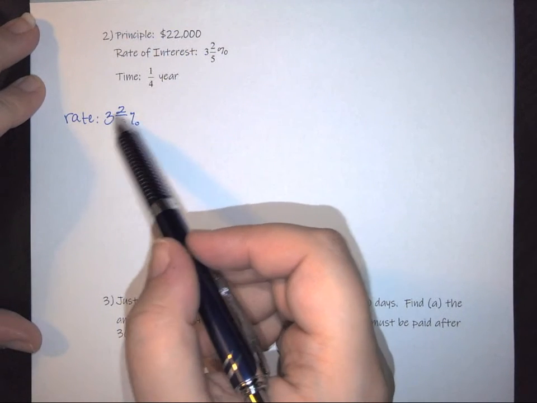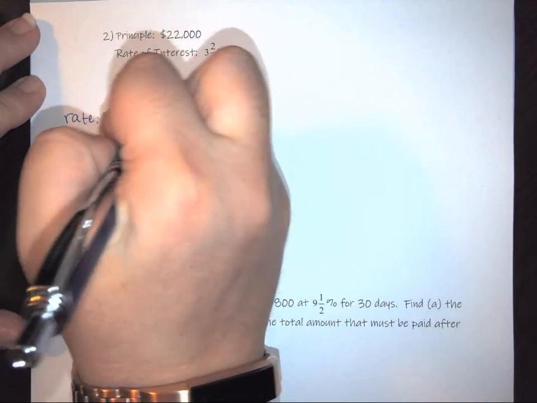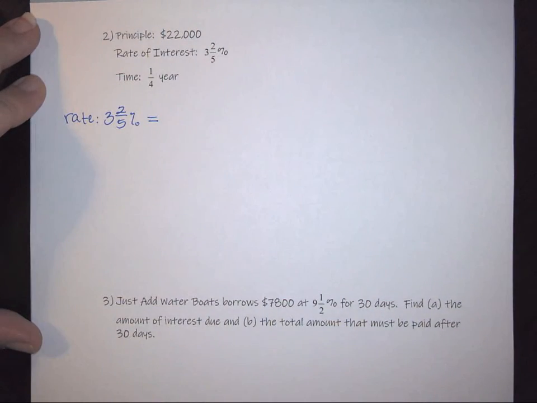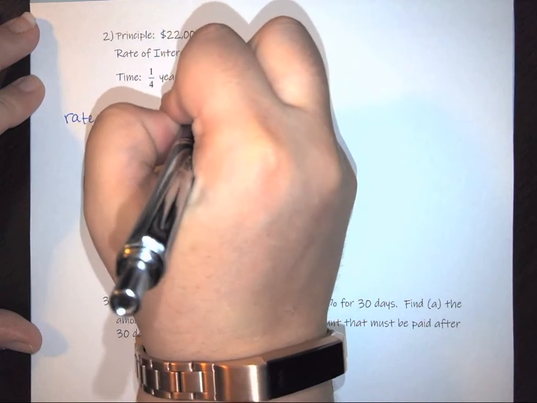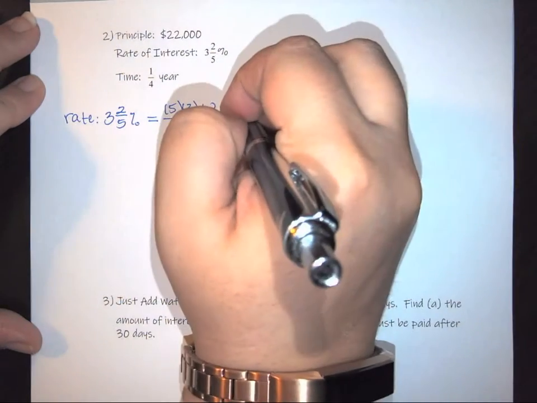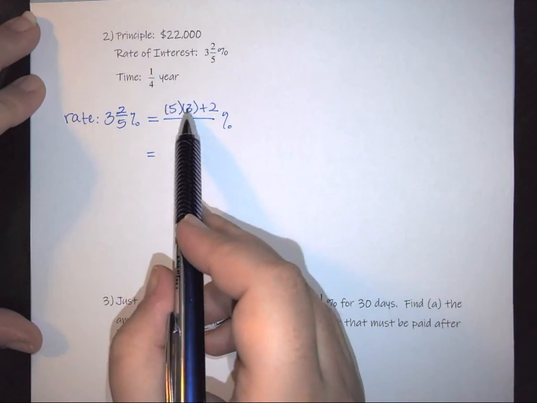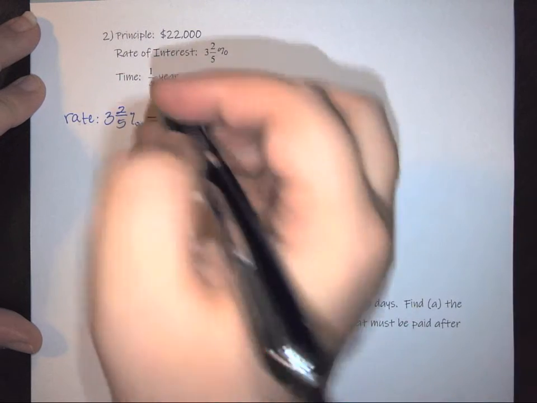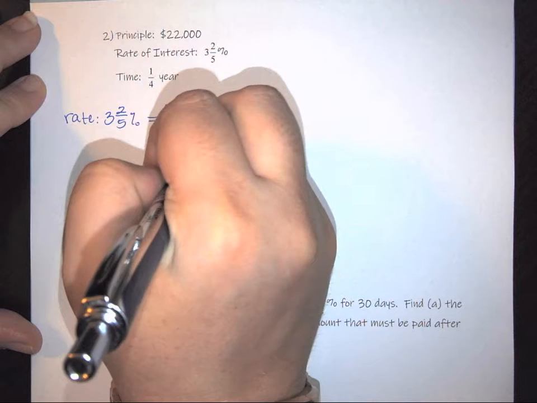So the easiest thing to do first would be to change this into an improper form. So remember, that's going to be bottom times the big number plus the top. Bottom stays on the bottom, and we're still in percent form. So here, when we're looking at that, this is going to be 5 times 3 is 15 plus 2 is 17. So this is 17 over 5%.